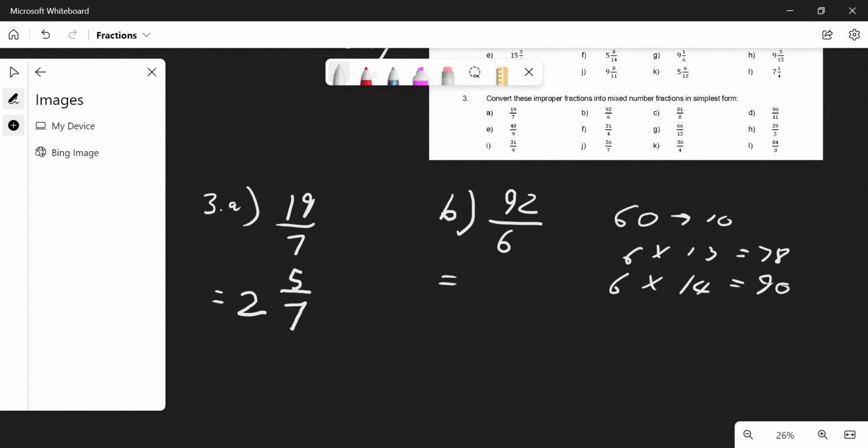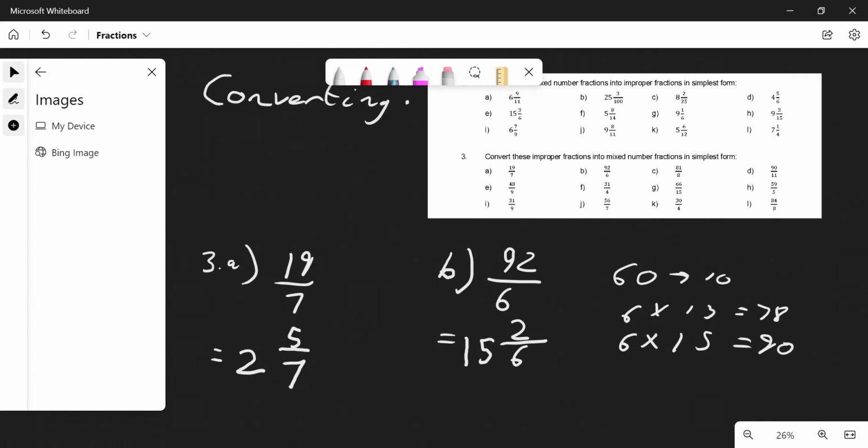Nah, my bad. 6 times 15 is equal to 90. So here we're gonna go, and 90 is just before 92. So here we're gonna go 15, and what's our remainder? 92 minus 90 will give us 2 over 6. So that's how you convert from your improper fraction to your mixed number.